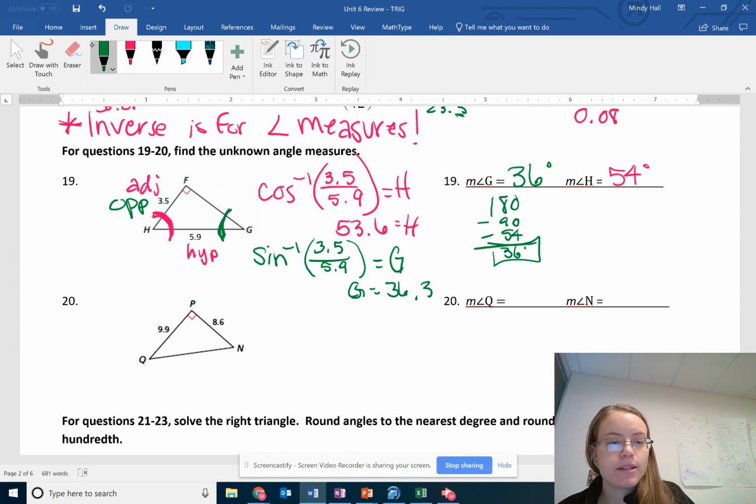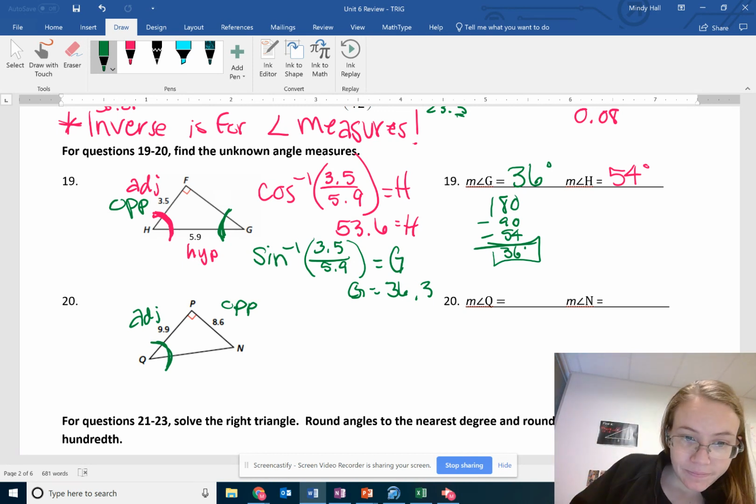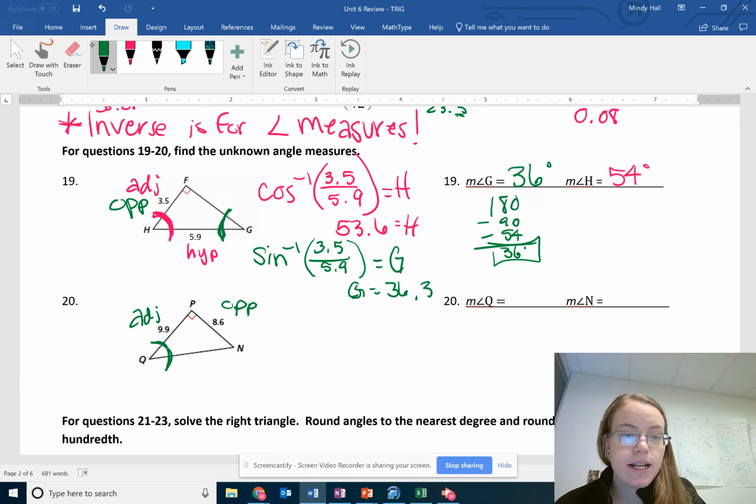For number 20, we're going to do the same thing. Pick an angle you want to start with. I'm just going to start with Q. So if I'm looking at Q, 8.6 is opposite, and 9.9 is adjacent. And I know it's not my hypotenuse because it's not opposite of the 90. So then, because it's opposite and adjacent, that is tangent. So let me rewrite that prettier. So we have tangent, but because we're looking for angle measures, it's inverse tangent now, and it's opposite over adjacent.